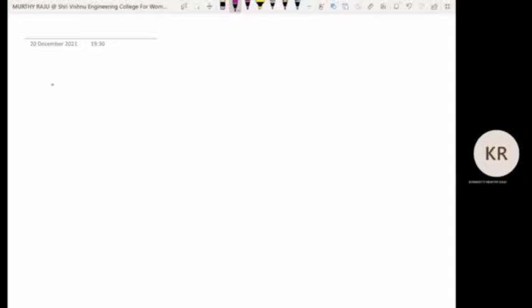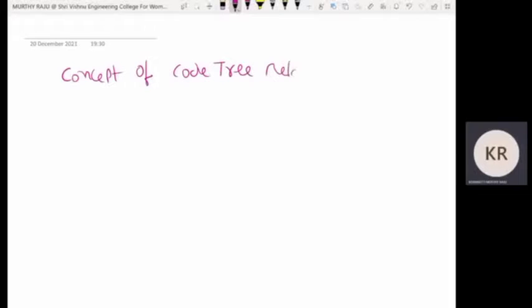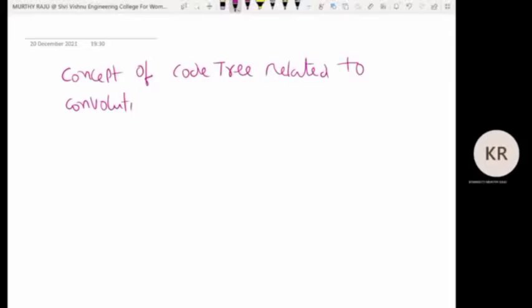The topic to be explained in this video is the concept of code tree related to convolutional coding in digital communications.